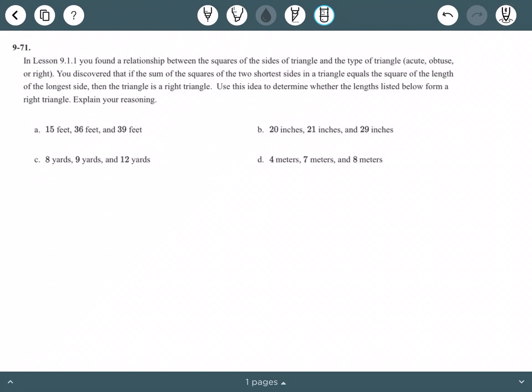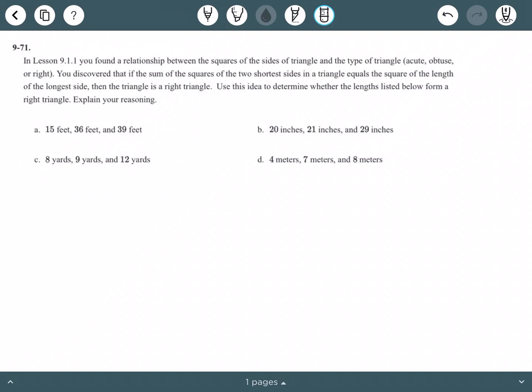In lesson 9.1.1, you found a relationship between the squares of the sides of a triangle and the type of triangle, such as acute, obtuse, or right. You discovered that if the sum of the squares of the two shortest sides in a triangle equals the square of the length of the longest side, then the triangle is a right triangle.